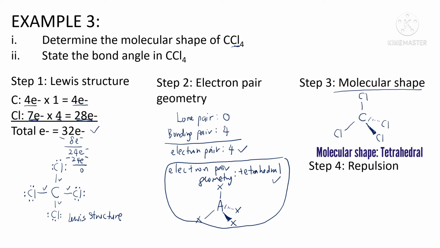And these 4 bonding pairs in CCl4, they repel each other equally, and to minimize the repulsion, they need to be 109.5 degrees apart. And in step number 4, we need to determine the type of repulsion in CCl4. Only 4 bonding pairs are involved, therefore only bonding pair repulsions, and those 4 bonding pairs repel each other equally to give the bond angle as 109.5 degrees in CCl4.